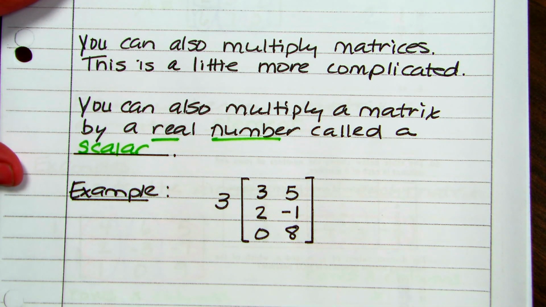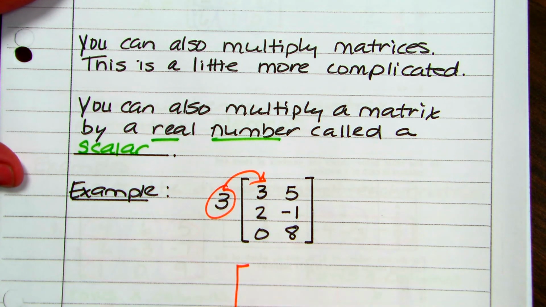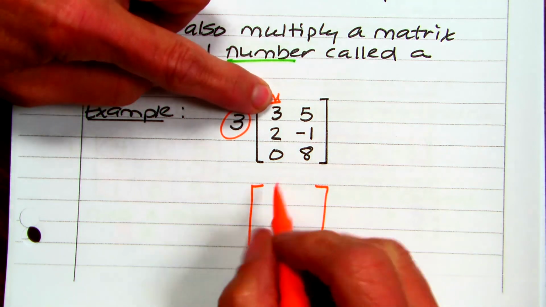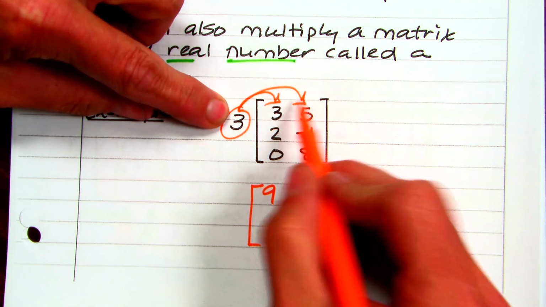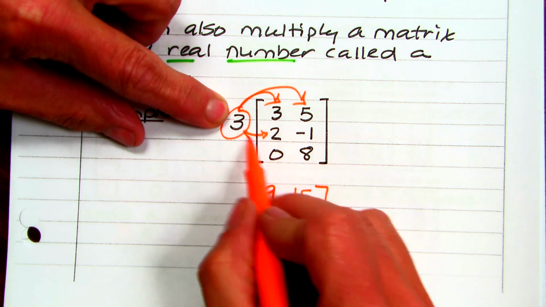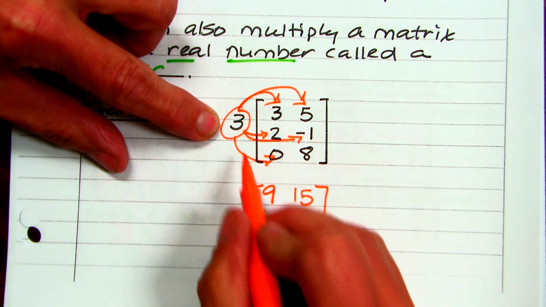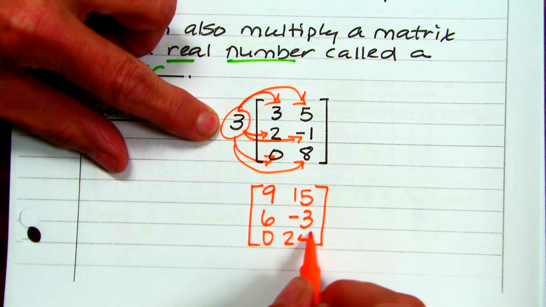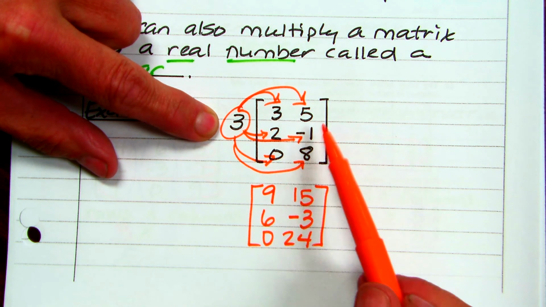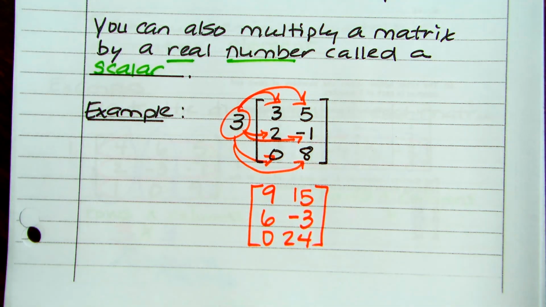It's basically the distributive property. You're going to take this 3 and you're going to multiply it by everything inside that matrix. So 3 times 3 is 9. 3 times 5 is 15. 3 times 2 is 6. 3 times negative 1 is negative 3. 3 times 0 is 0. And 3 times 8 is 24. So it's the distributive property, and since this is a 3 by 2, you're doing it 6 times. That's the end of matrix part 1.